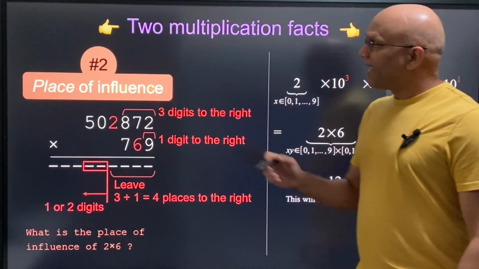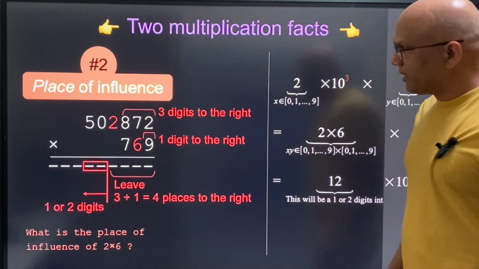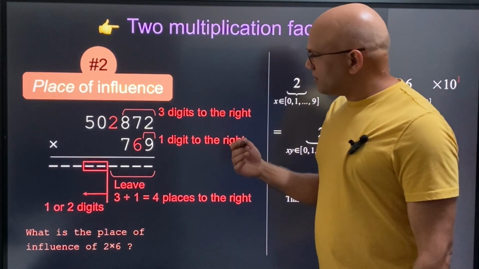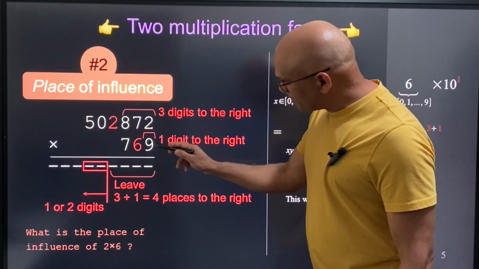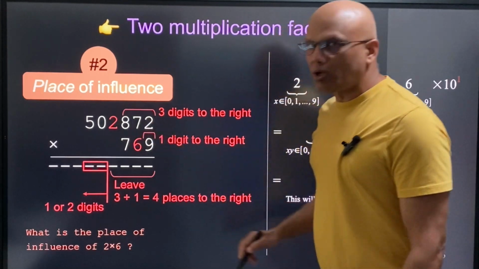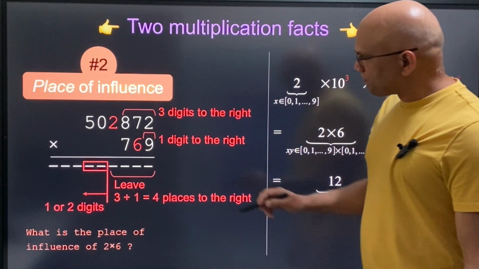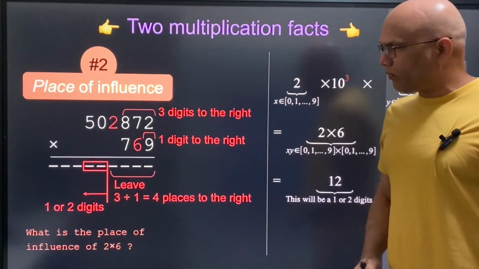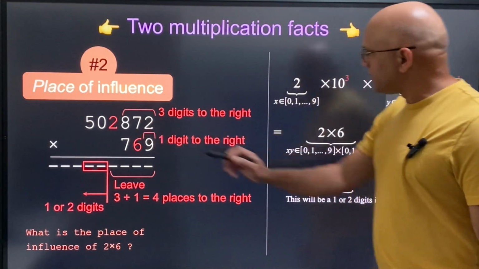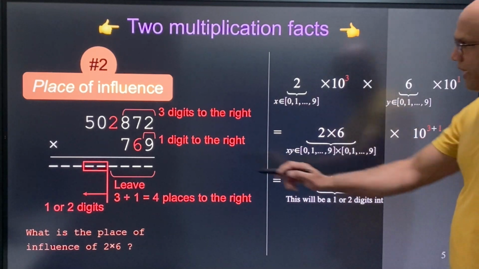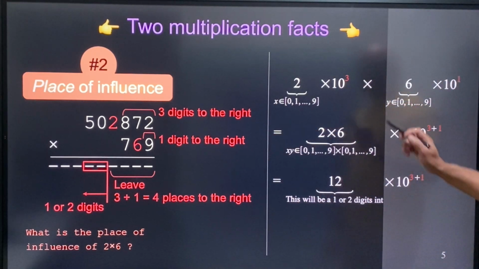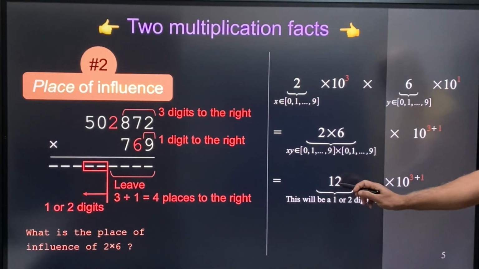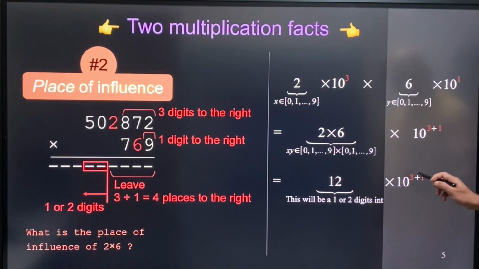The second fact has to do with place of influence. Let's say I have two integers. When we multiply, the conventional way is each digit of this multiplies with each digit of that, right? So the question is, when 6 multiplies with 2, what will be the place of influence? The 2 has a place value of 2 times 10 power 3. Similarly, 6 here has a place value of 6 times 10 power 1. If we do the multiplication, it comes out to be 12 times 10 to the power 3 plus 1.